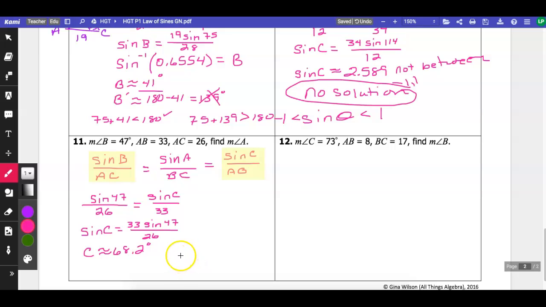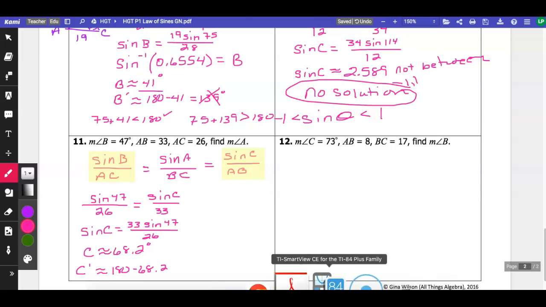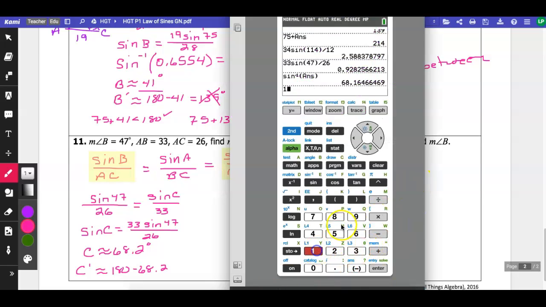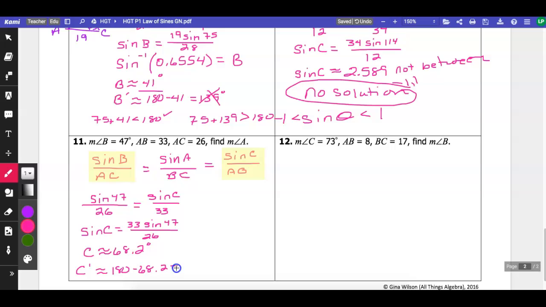Now we need to double check and make sure that that's even possible. And remember, there is that C prime also. So C prime would be 180 minus 68.2. So let's see if that's possible. So we do 180 minus 68.2, right? Okay, and that would be 111.8.